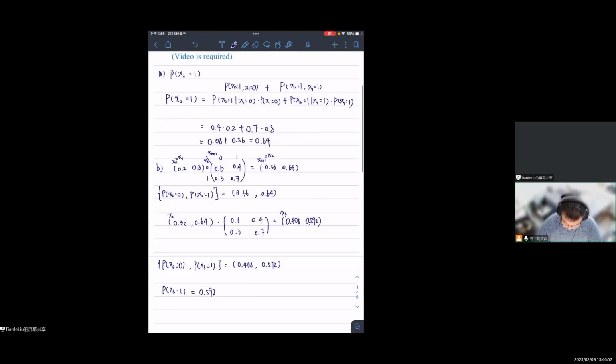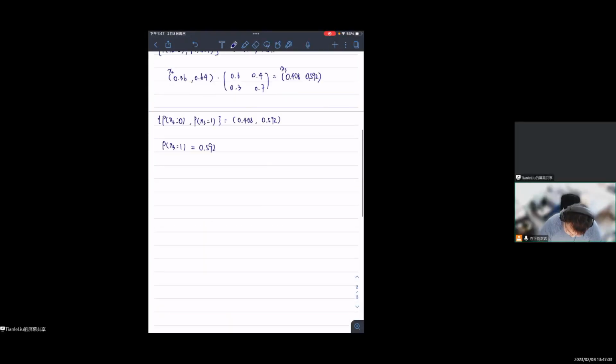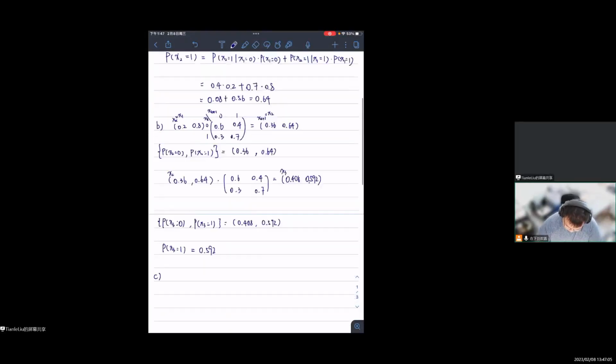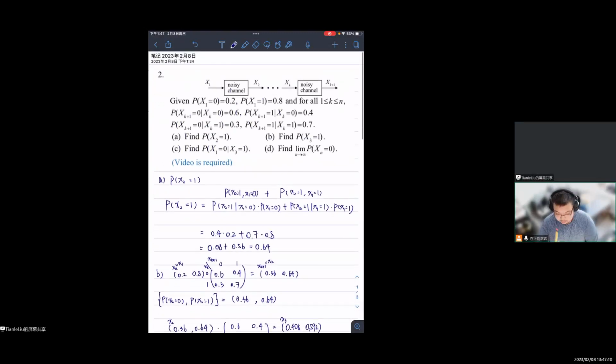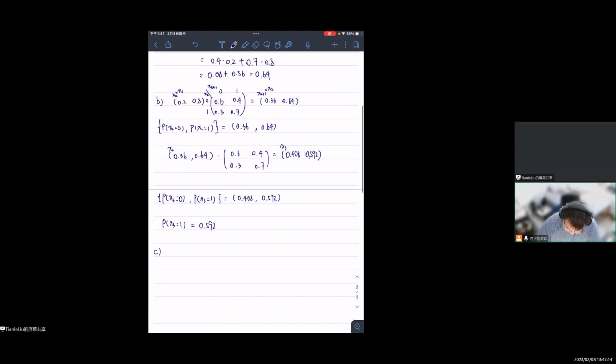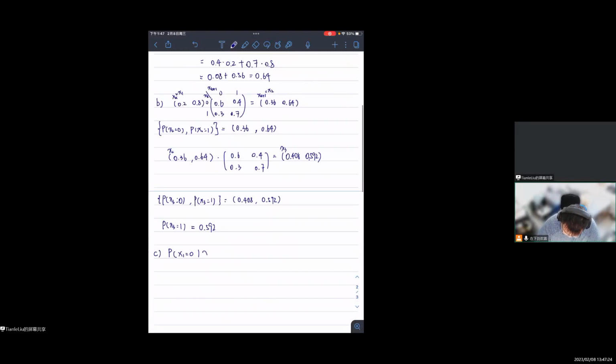Yep. So for the next problem, we need to calculate the conditional probability of x1 equals 0 given x3 equals 1. So what's the point of this problem? We can check the conditional probability of x1 equals 0 given x3 equals 1.